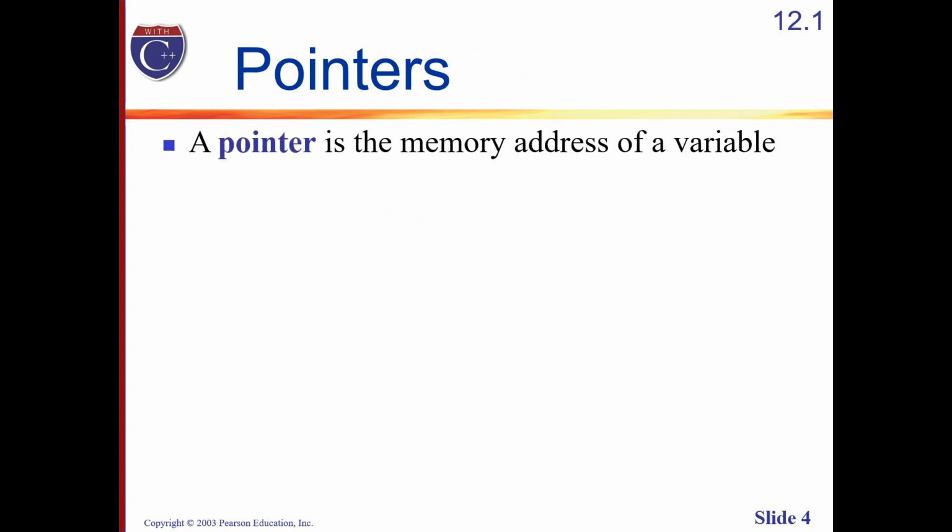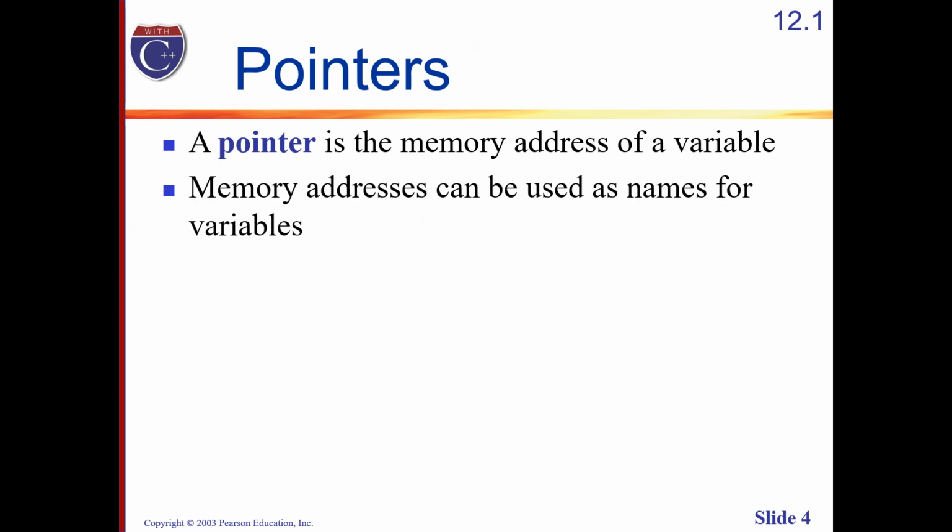In C++, when we say pointers, they are usually the memory address of a variable. Actually, that's how we define a pointer in C++. They simply point to the memory address in which a variable is stored. Memory addresses can be used as names for variables. As opposed to regular variables, we usually use names to refer to them as storage for data used by our program. However, in the case of pointers, pointers actually contain memory addresses which refer to the location of our variables.